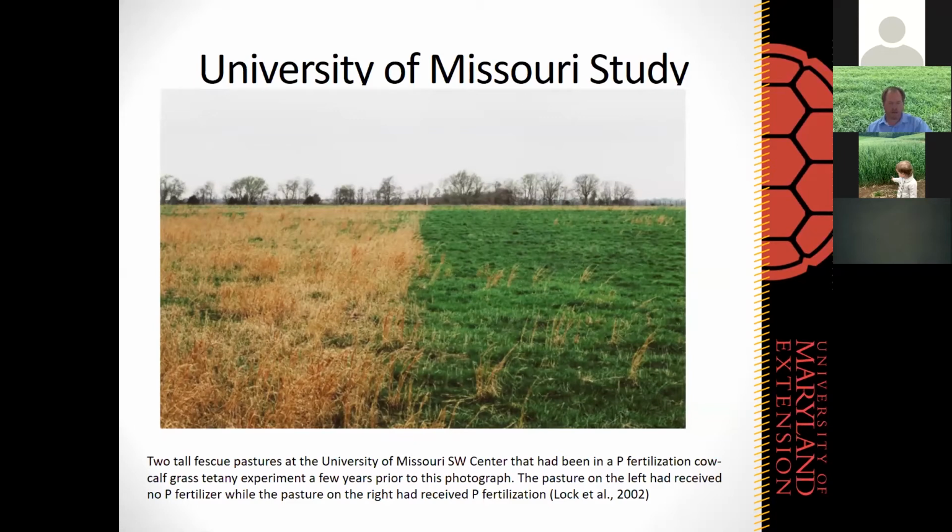This is some work done at the University of Missouri, where it just shows the field to the right there had lime applied. The portion of the field to the left did not, and you can see the proliferation of the broom sedge.